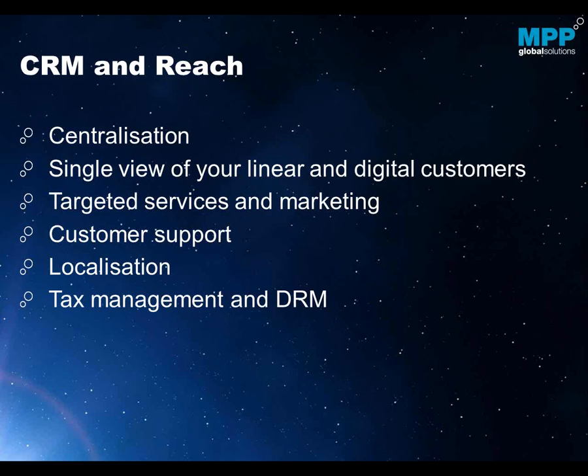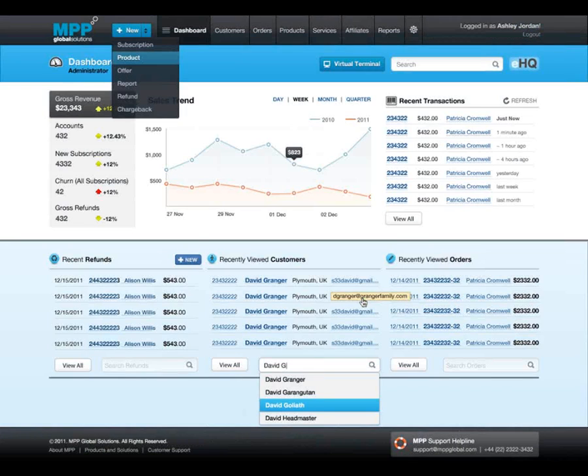Targeted services and marketing, customer support, localization, tax management, even digital rights management. All these things are very important and should be included in a sophisticated back office and CRM system. If you forgive me, I'm going to flick very quickly through some examples of MPP CRM. This CRM is being used currently by a lot of our customers like Sky B, News Corp and many other leading brands. So hopefully you will find it a useful little exercise.